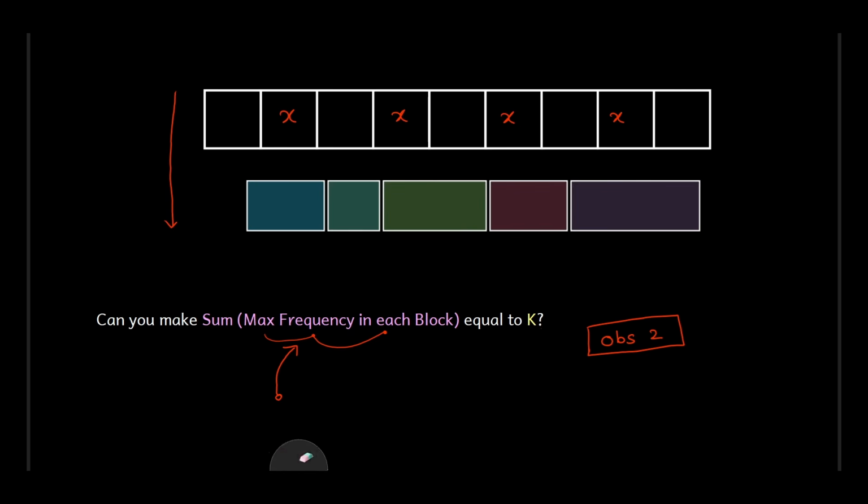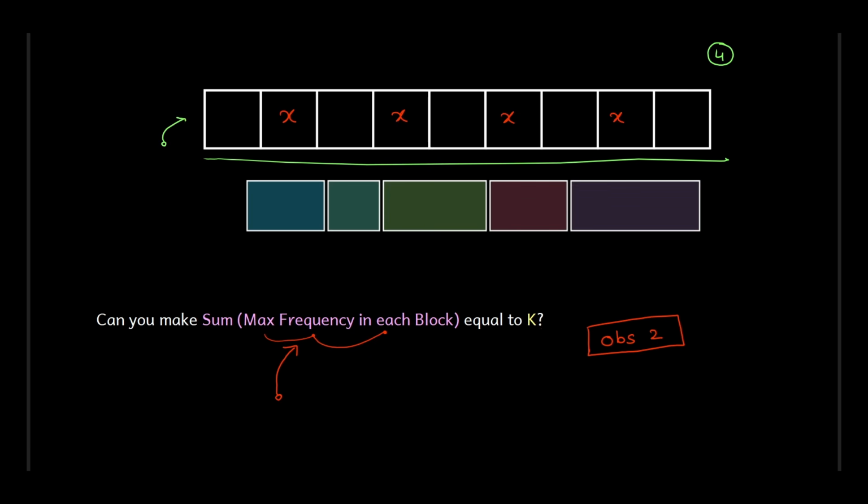Now you can notice that if you do not make any cut, then your answer is equal to 4, because what is the maximal frequency of any element? That is equal to 4. And since there is only one block, you don't have to sum it up anymore. So the answer is 4. So if k is equal to 4, of course the answer is yes.